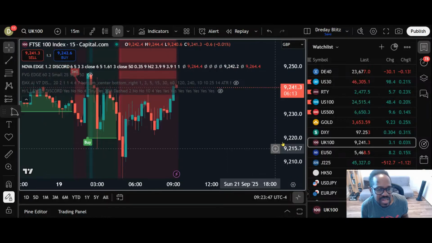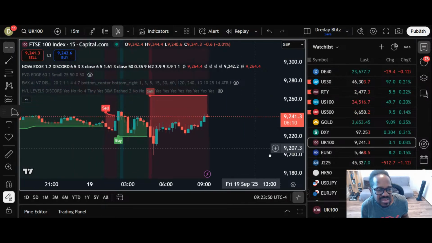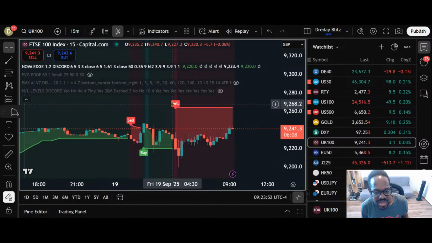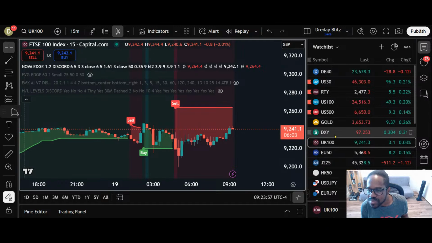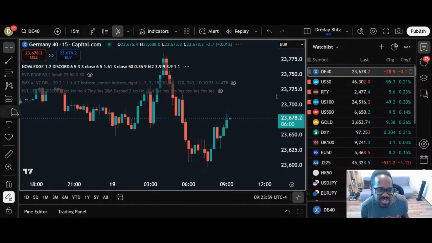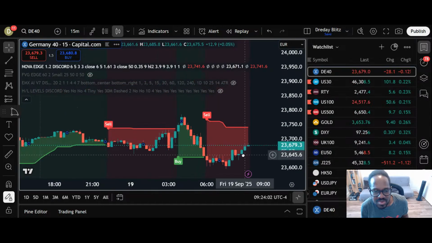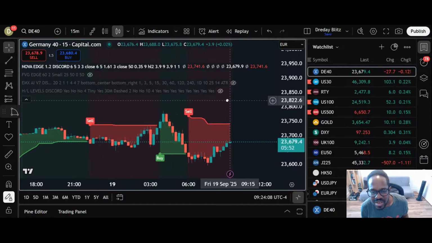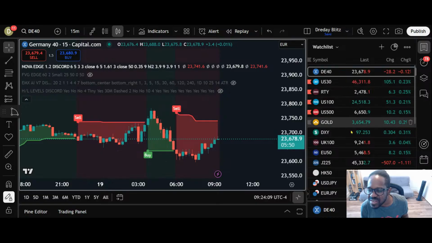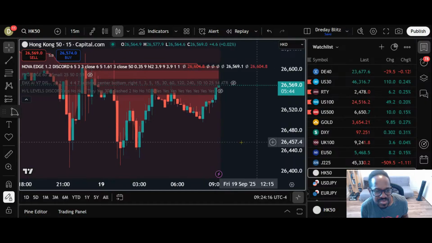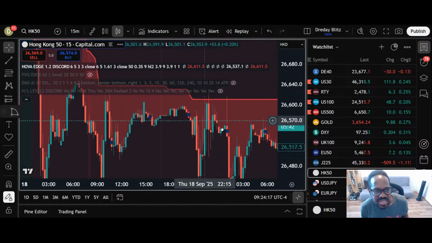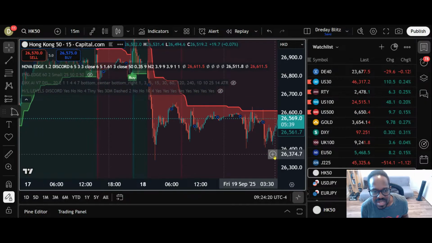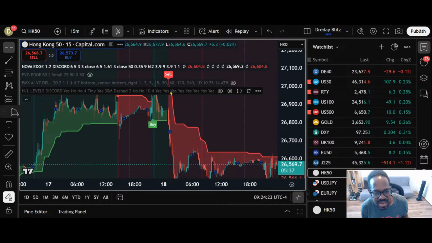UK100 was a sell. A small sell, but you had a consolidation created here. If you scalp a small scalp, it should be good. German 40 was a sell also. It did the same thing, sold off, and is currently consolidating here. And you have Hong Kong 50, that was a sell also, at the Asian session. You could see it was selling off here since yesterday.